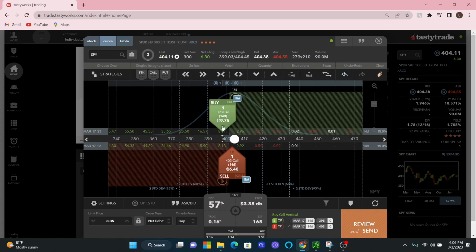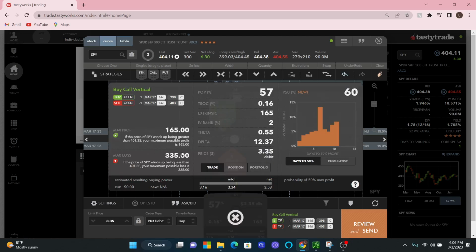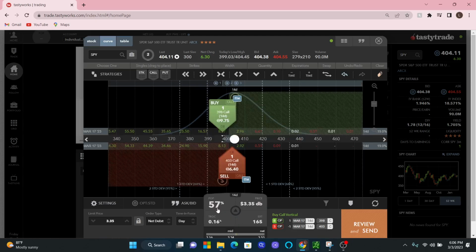If both of these contracts are in the money, that means you're extremely conservative, which gives you a higher probability of success. However, you're going to have more money in this trade. What I mean, in this situation right here, our maximum profit is $165. Our maximum loss is $335. All right, but our probability of profit is 57%.